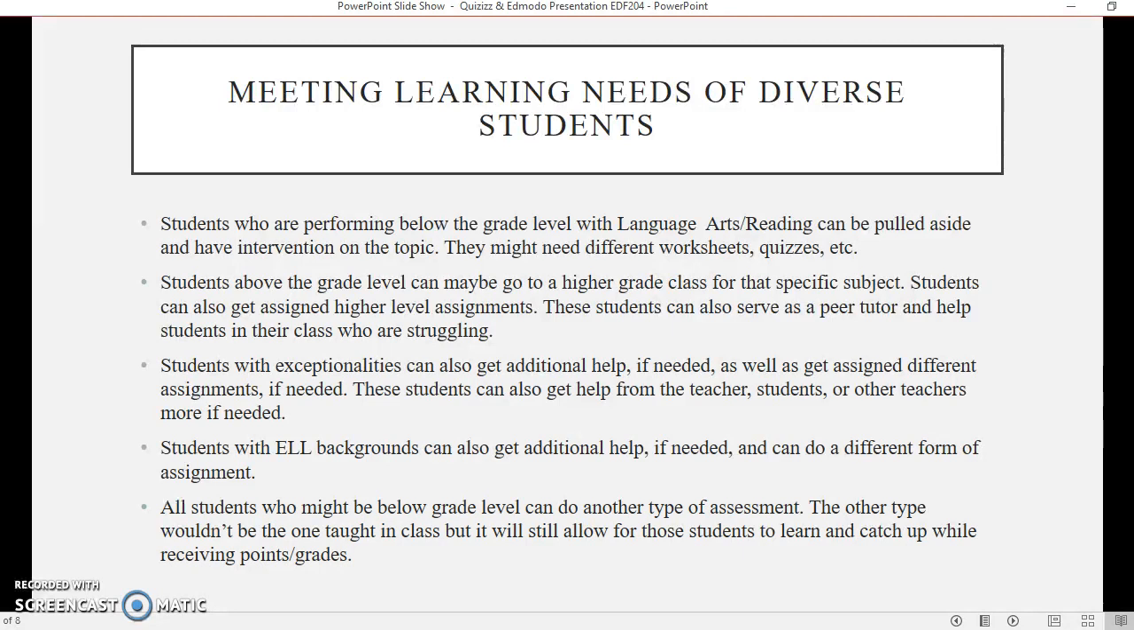It wouldn't be the same one that might be taught in class or focused on in the class as a majority, but those students still need to have an assessment in order for them to learn and for us to see what they know and don't know.